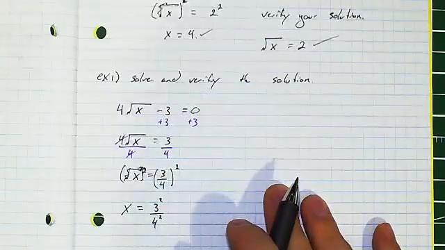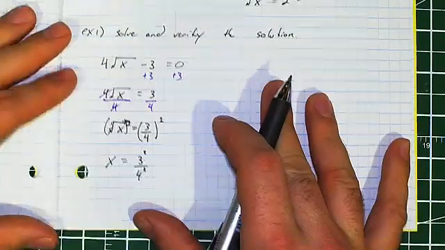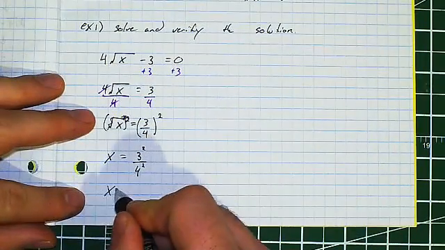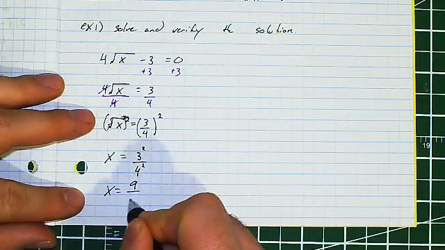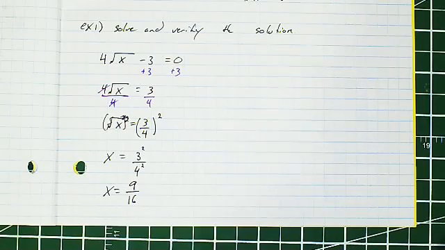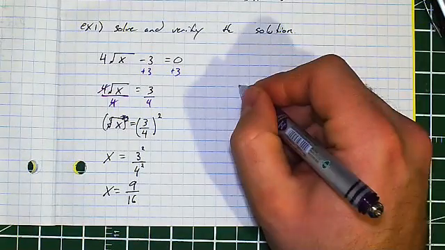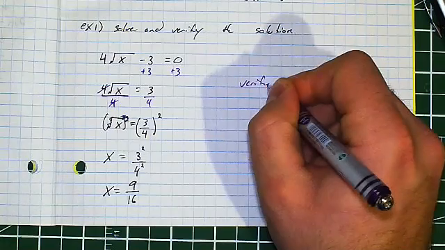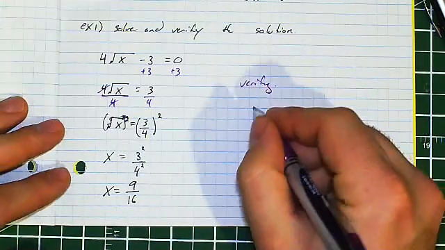And one step further, I know that x is going to equal 9 over 16. Now it does want us to verify our answer. So to verify the answer, we plug it back in.